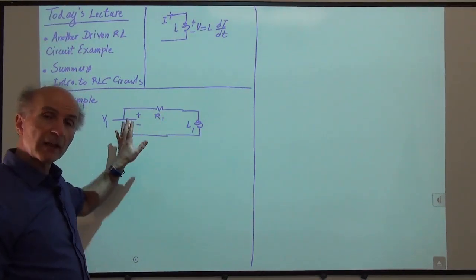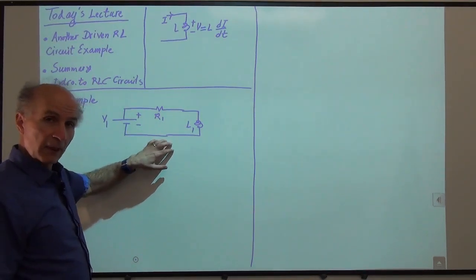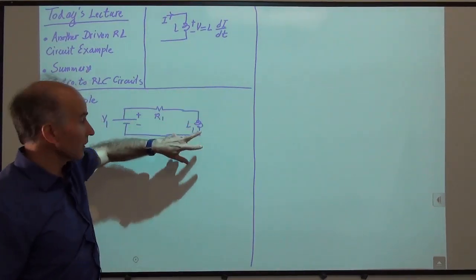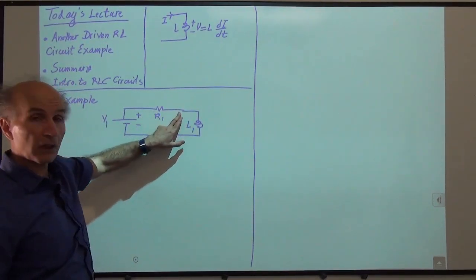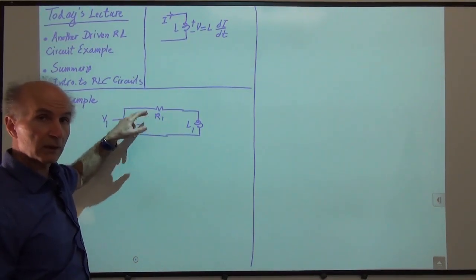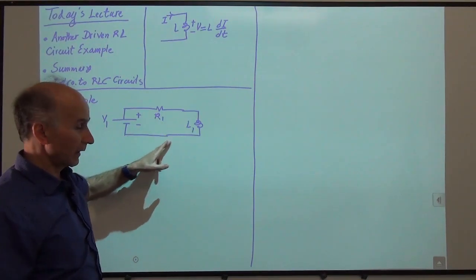So everything is stabilized. We know that if there is any current, that current has become constant, which means the voltage across the inductor is 0. If the voltage is 0, then the current through R1 is just this voltage minus 0 over R1, that gives us the current, and that current flows through this entire loop.